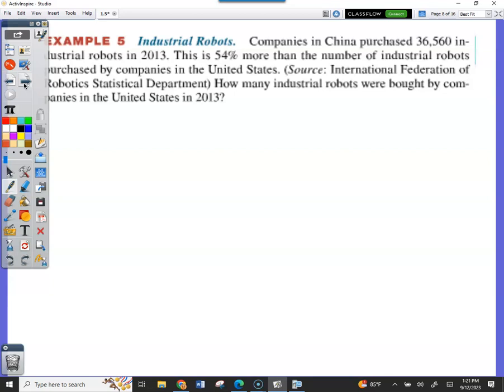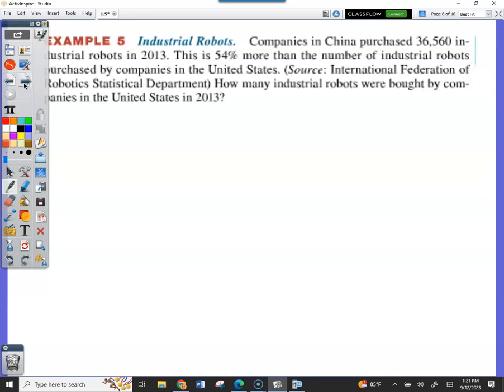Companies in China purchased 36,000 industrial robots in 2013. This is 54% more than the number of robots purchased by companies in the U.S. Here's our source. How many robots were bought by companies in the U.S. in 2013? Okay, so the first thing you do is you read it one time through. You make a mess of it like I just did. Then you read it again, and you mark out the info that's not necessary. You underline the info that's necessary, or circle it. You take notes on the problem.